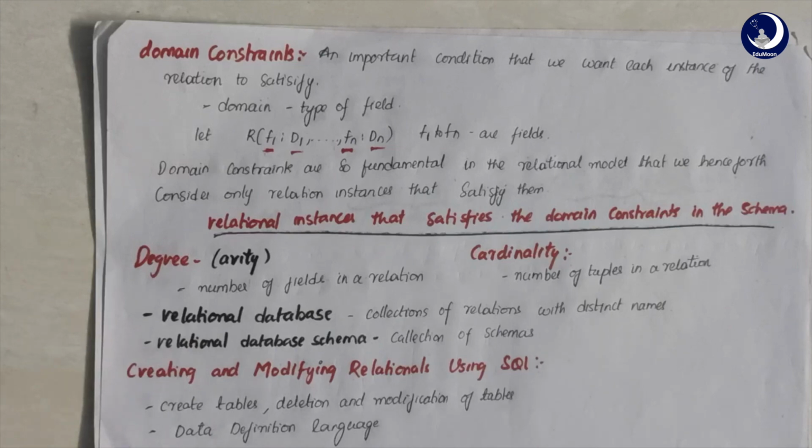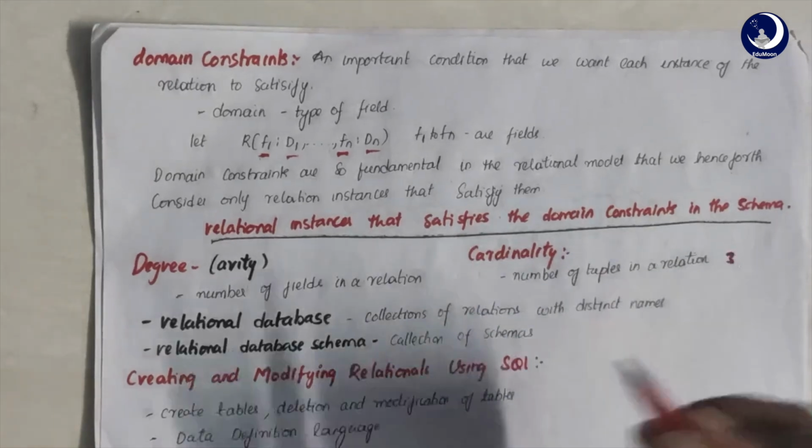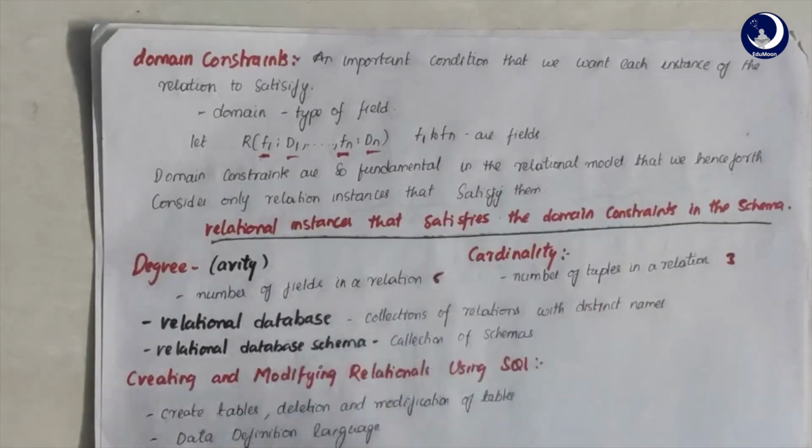So we have 5. So the degree of our relation is 5. And cardinality. Cardinality is the total number of tuples in a relation. And in our relation, we have 3 rows, that is Priya, Vidya and Sia. So our cardinality will be 3 and our degree will be 5.